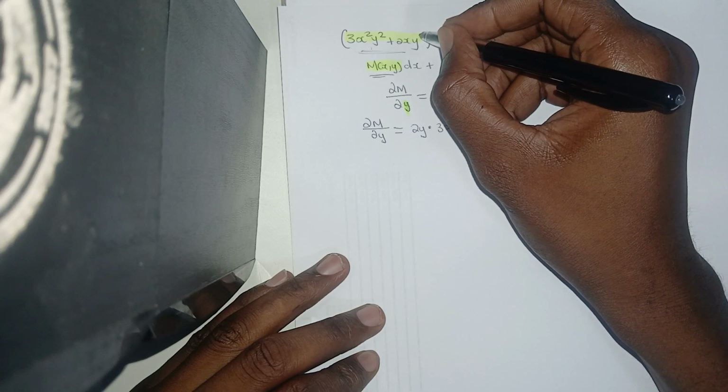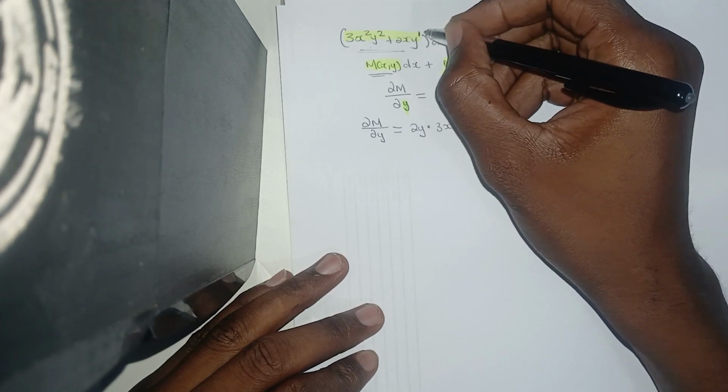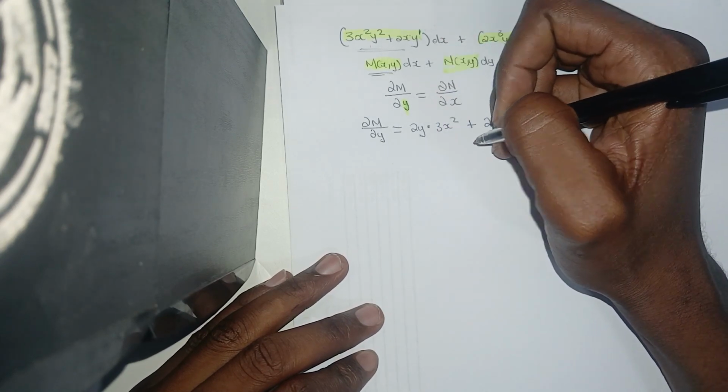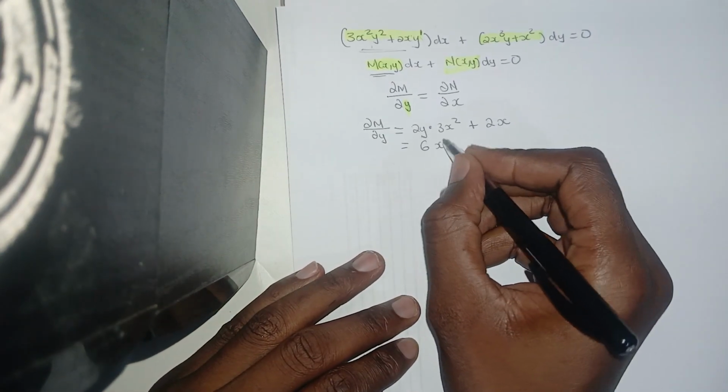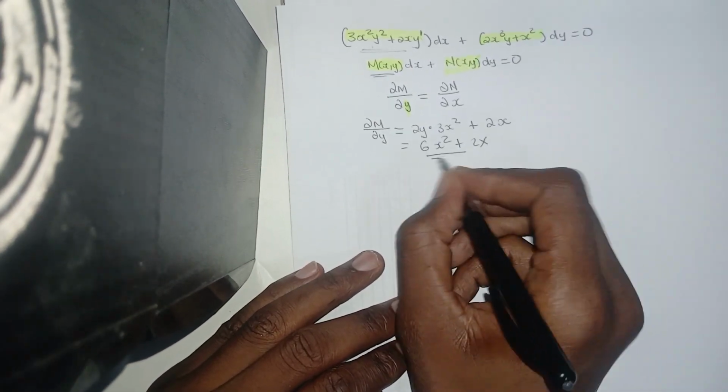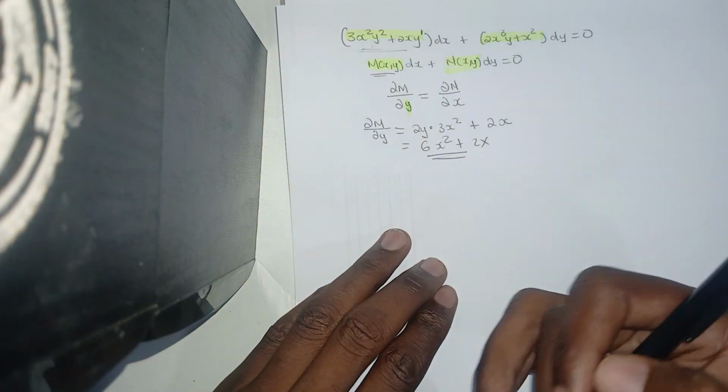Because here we took this exponent y that was here, minus 1. That means now there is nothing here, right? So we have 6x squared plus 2x. This is the partial derivative of this, right?